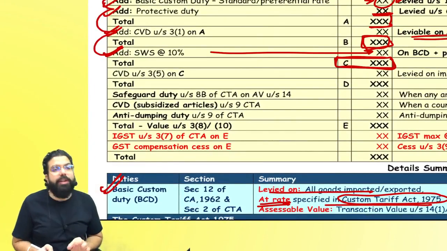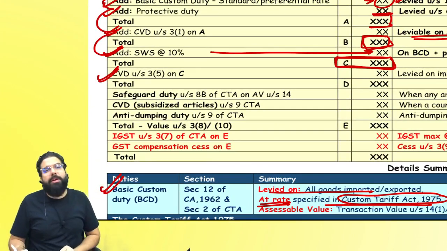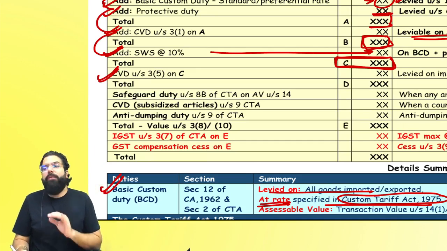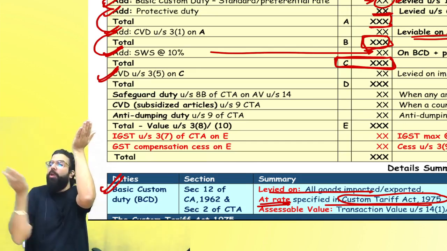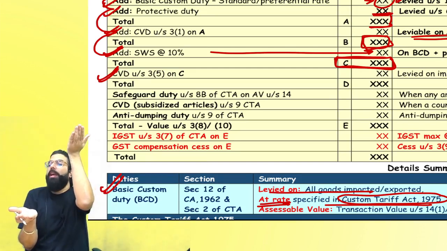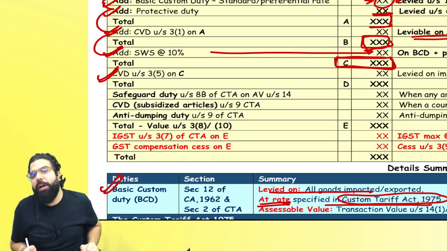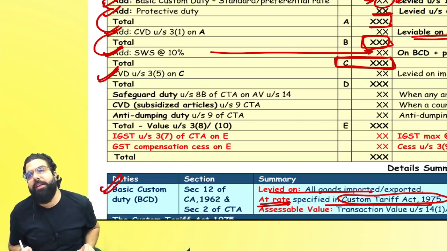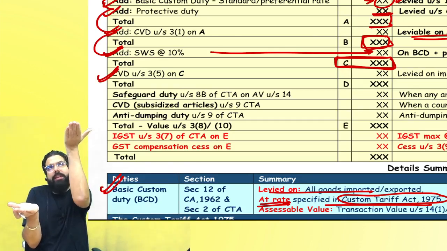Yes, everyone? On this total, you have to levy CVD 35. What is section number 35 ka CVD, everyone? Earlier, on Indian goods, VAT and sales tax was there. On imported goods also, they said earlier that VAT and sales tax should be charged, but in the name, they named it CVD 35. It was to counterbalance the effect of VAT and sales tax on Indian goods.